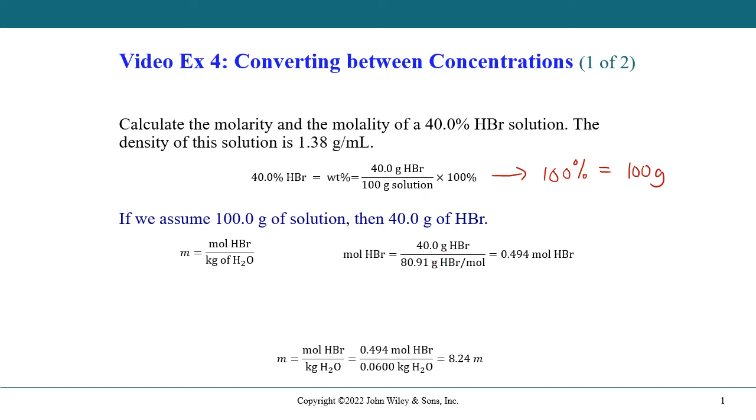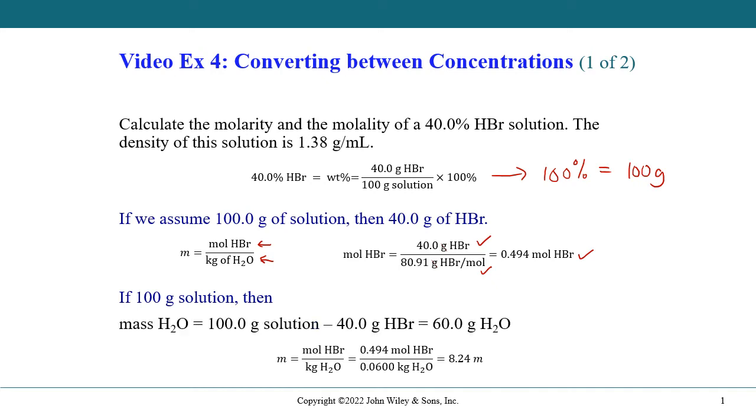All right, so in order to calculate the molality, we've got to work out the number of moles of HBr over the kilograms of water. To work out the number of moles of HBr, that's fairly simple. We take the mass and divide by the molar mass of HBr. If we have 100 grams of solution, then for the mass of water, we take 100 grams of solution minus 40 grams of HBr, which gives us 60 grams of water. That's how we make that assumption.